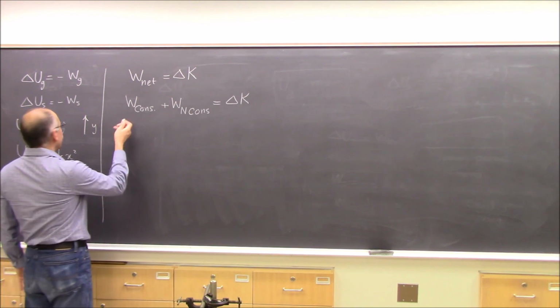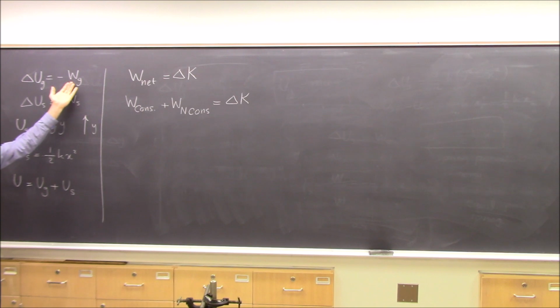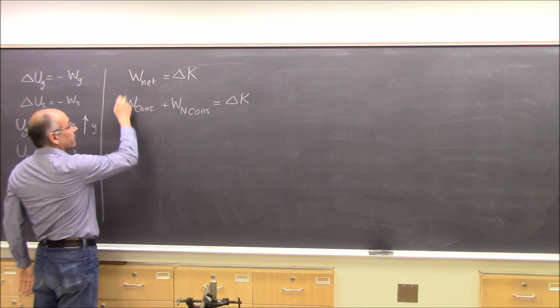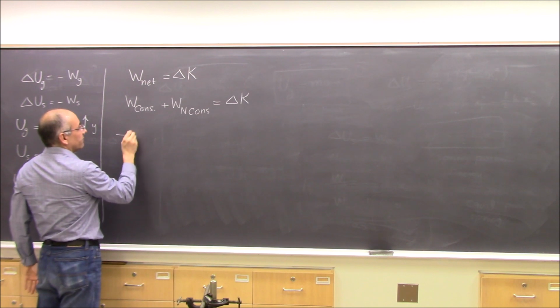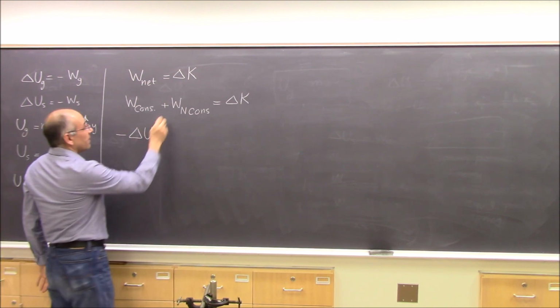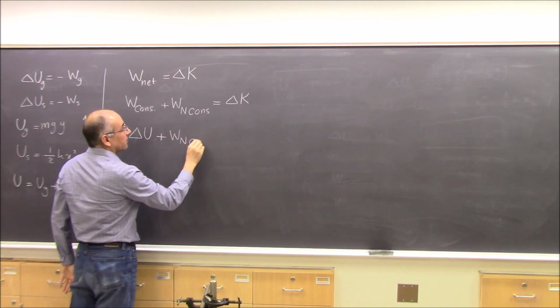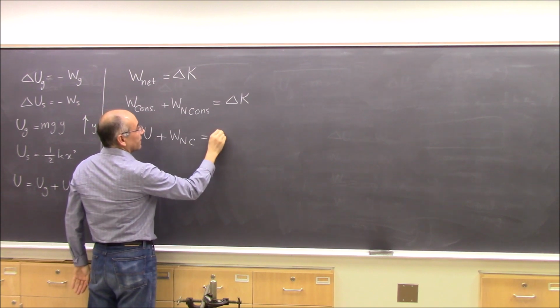But W conservative is either W of a spring or W of gravity, right? And W of any of those is the negative change of potential energy, right? So instead of W of conservative forces, I put negative delta U potential. And then we have negative delta U plus W non-conservative equals delta K.